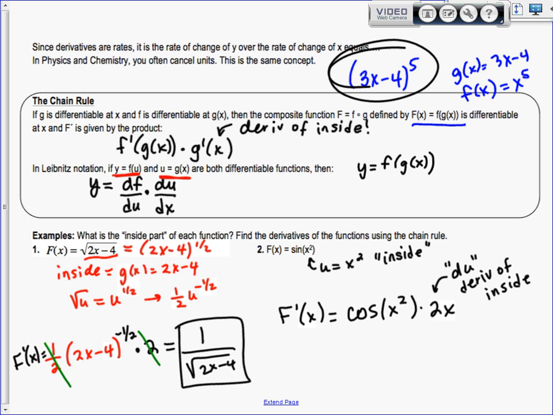What's the du? So that was the u, right? You were thinking of this as sine of u, and then you were taking the derivative of sine of u. So it was cosine of u times du. Do you guys understand what I'm saying? Yeah?